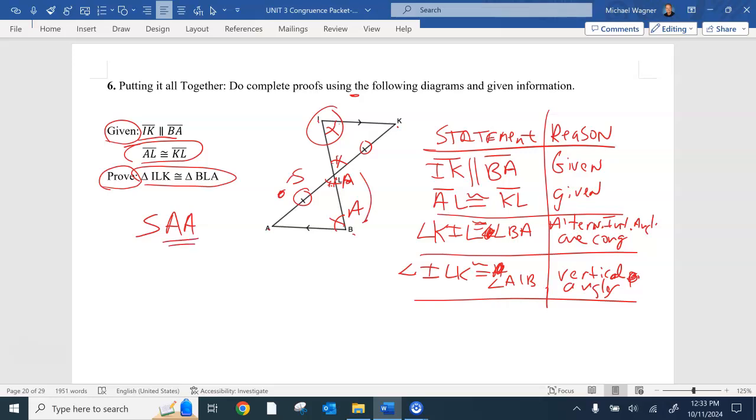So there you go. And that would be, by the way, you prove that triangle ILK, the triangle symbol is important, is congruent to BLA. Why? Because of side, angle, angle. And there you have it. So that's how you go about putting together a formal full proof.